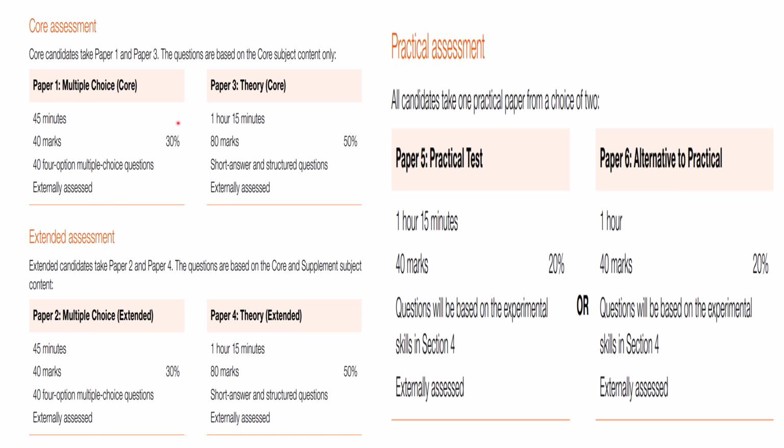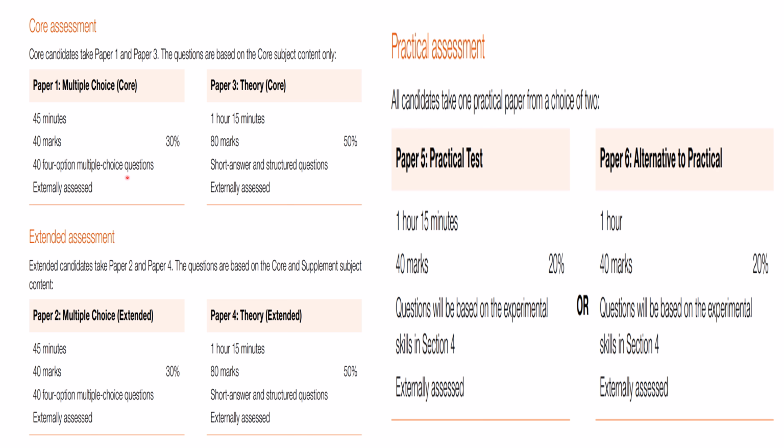In this part of the video, I'll explain the assessment structure of Cambridge IGCSE Biology 0610, including core assessment, extended assessment, and practical assessment. Core assessment. Let's start with the core assessment. Core candidates take two papers, paper 1 and paper 3.